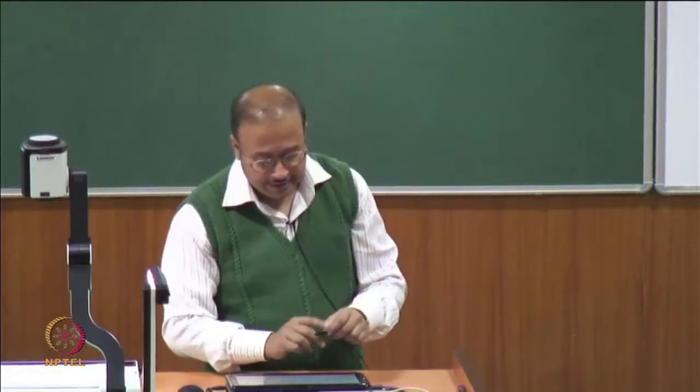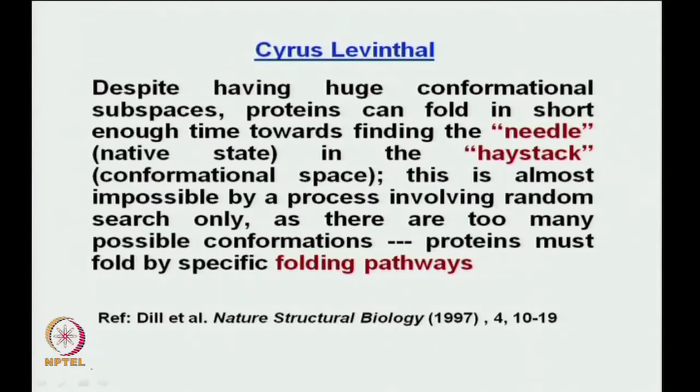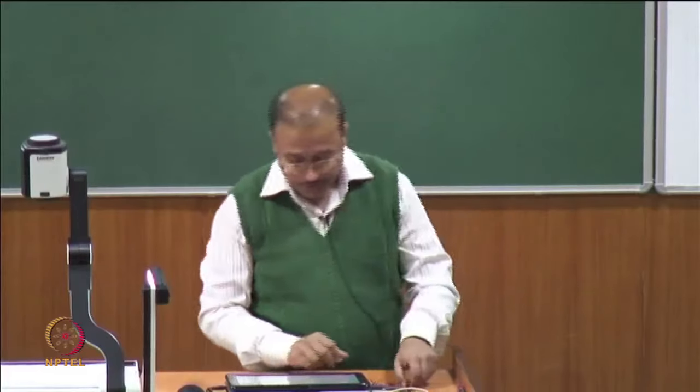Now, then it says that this is almost impossible by a process involving random search only, because if we have to make this random search without any other information, then it will just take a lot of time. So, it is almost impossible by a process involving random search only, as there are too many possible conformations or configurations. So, proteins must be folding by specific folding pathways. Now, this is what we mean by a folding pathway. That means the protein must be following a specific folding pathway, bypassing this random search model of trying to search all the configurational subspace. Okay.